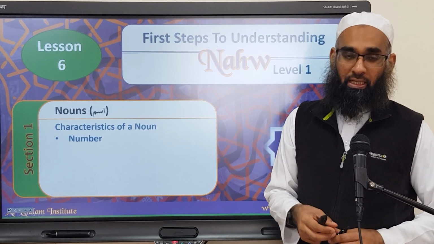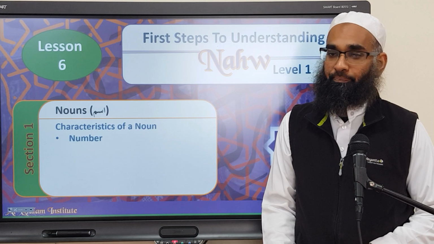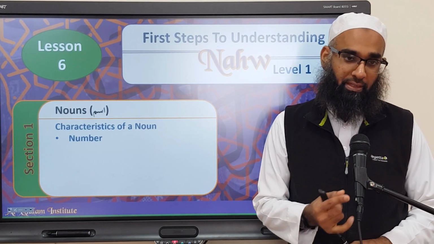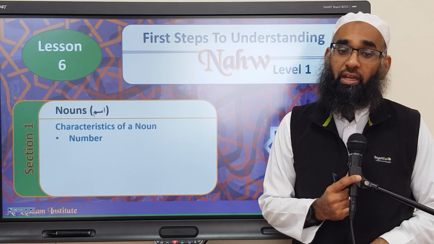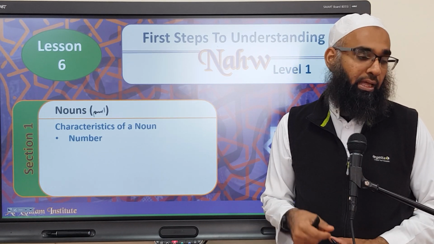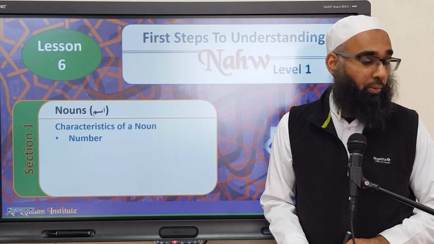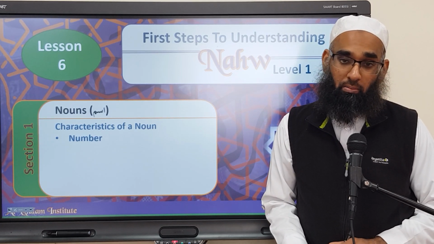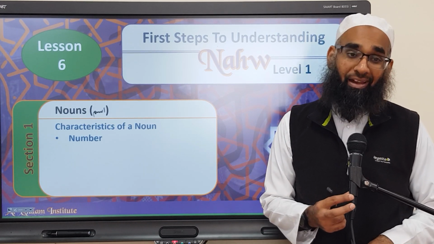So moving on now, inshallah, we're going to be discussing the third characteristic of a noun. So the first two characteristics were what? Definite and indefinite, which are what? Ma'rifah and nakira. The second characteristic was what? Gender, which were? What are the two words for gender? Mudhakkar and mu'annath, correct? Now we're going to the third characteristic.